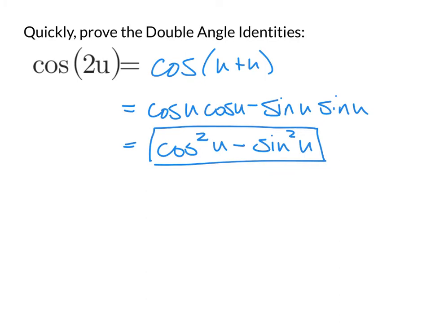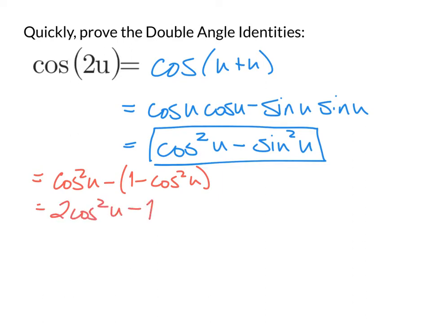There are actually a couple more. We can use the Pythagorean identities to come up with the alternate versions of the double angle identity for cosine. For instance, since we have cosine squared minus sine squared, well, sine squared is 1 minus cosine squared. When we simplify that, we'll have cosine squared minus a negative cosine squared is 2 cosine squared minus 1. That's the second double angle identity for cosine.